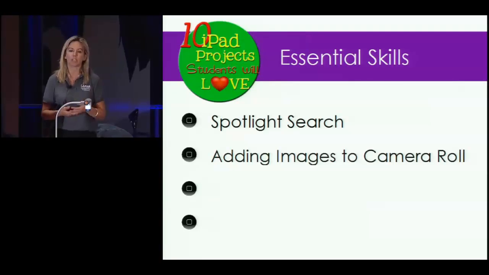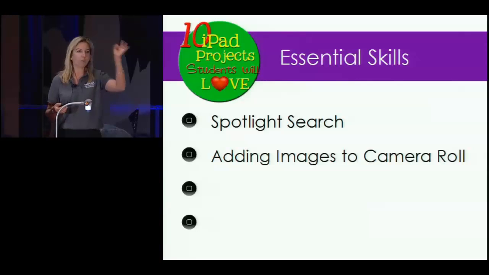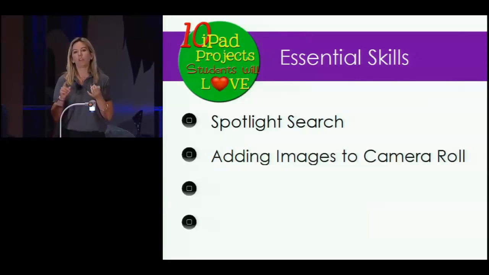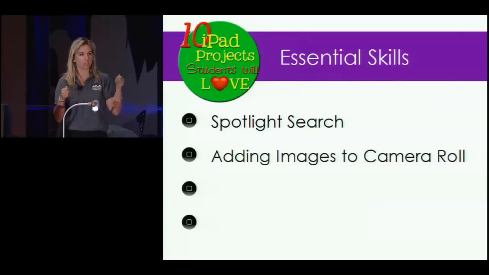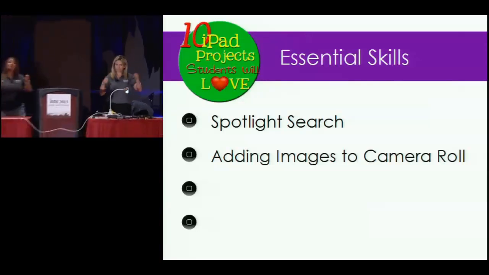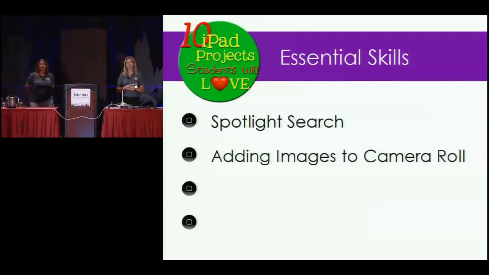The next important skill is adding images to the camera roll. Now, of course, everyone thinks of, well, just use the camera. But there's two other ways to add images to the camera roll. The first is to take a screenshot. So that's an important skill to practice with your students. And if you don't know, it's just your home button and the power button at the same time. When you let go, it flashes, and that's your screenshot.